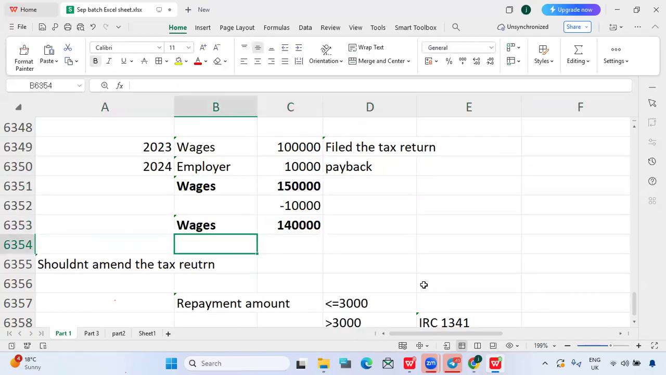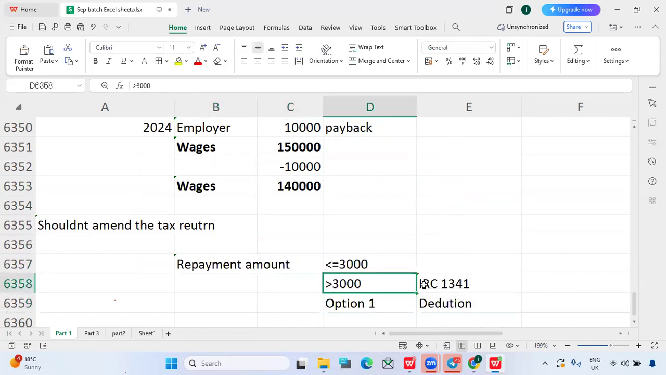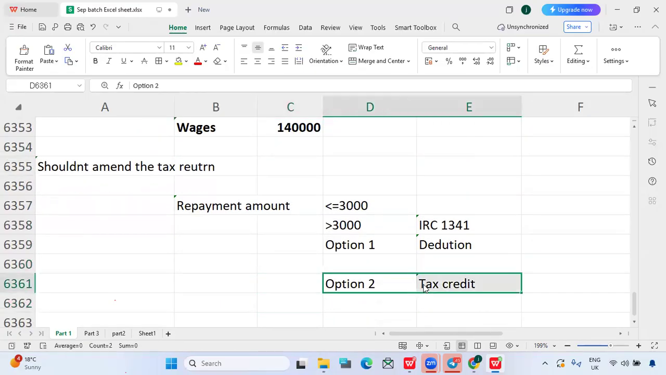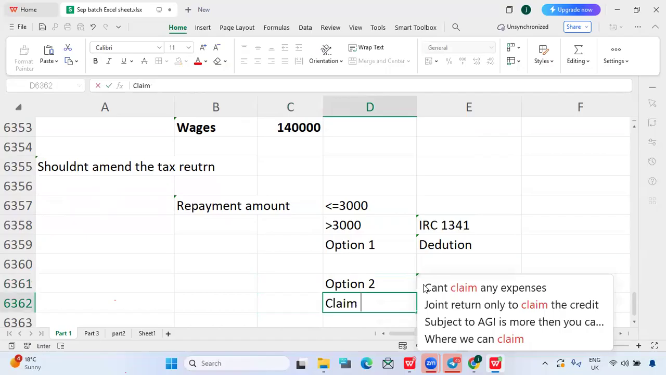When will we apply option one, deduction? When the repayment is more than $3,000, then we can claim it as a deduction directly. This is clear, guys? Say yes, no, anything, please. Yes. And option two, we can claim a credit.